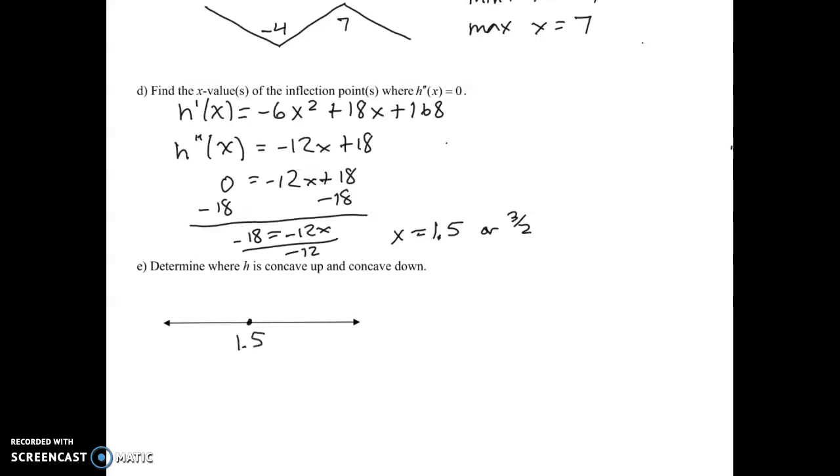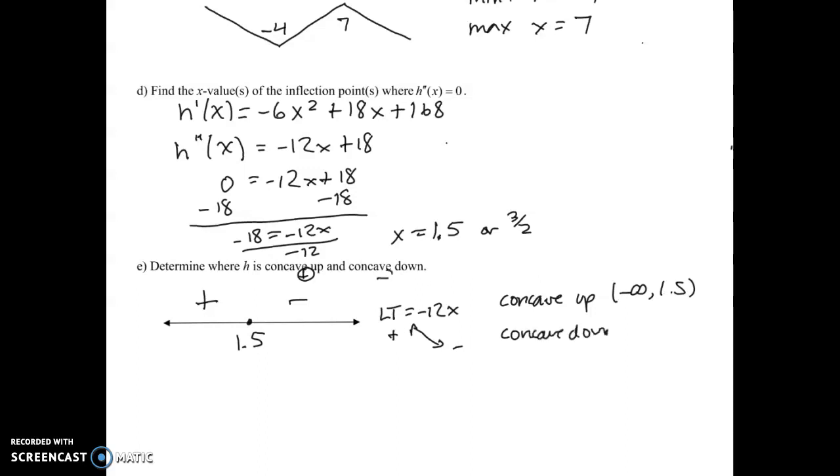So here is my value. Again, I like to look at the leading term. My leading term in this case is negative 12x. So it would be negative, positive, so positive. If you don't like that, pick values and plug them in. You're not going to hurt my feelings. I know it's concave up where it's positive on the graph, so from negative infinity to 1.5, and then concave down where it's negative on the graph, so from 1.5 to infinity.